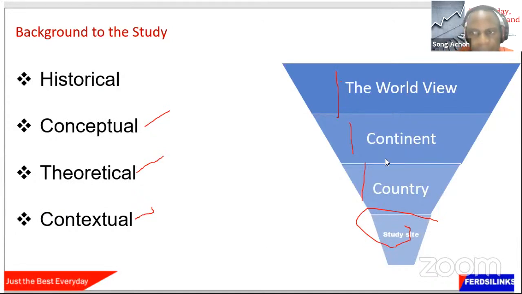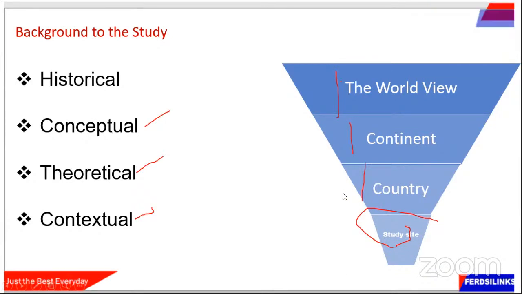Please, do you get me? Okay, do you get me? Please, just indicate. Somebody should indicate if you can get me. Yes, we're getting you. Okay.